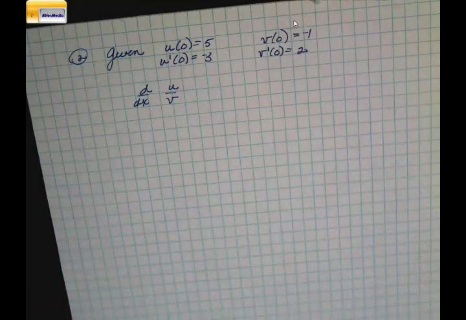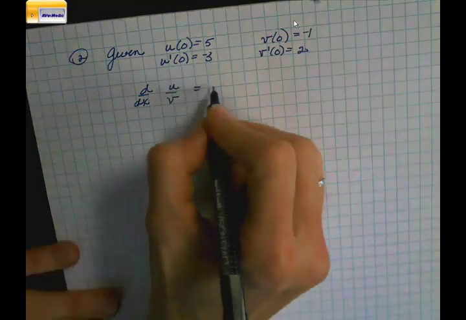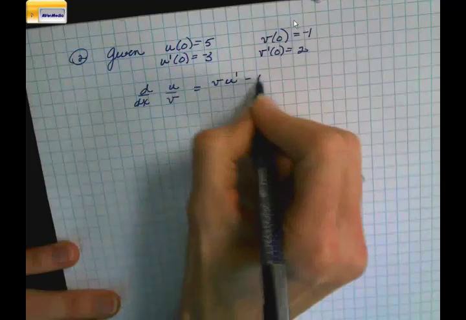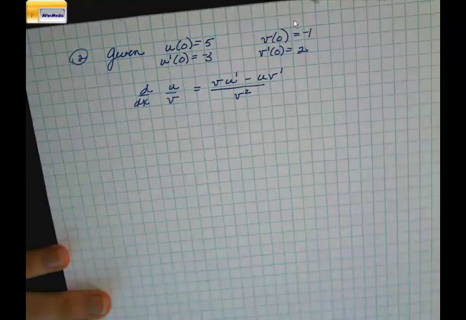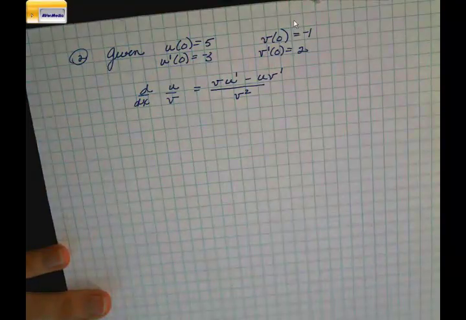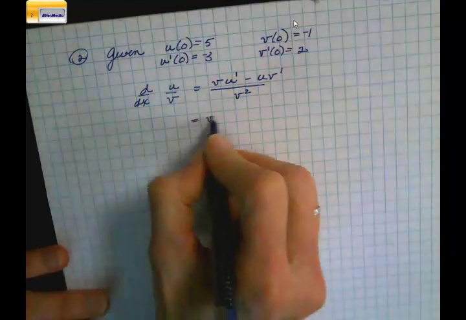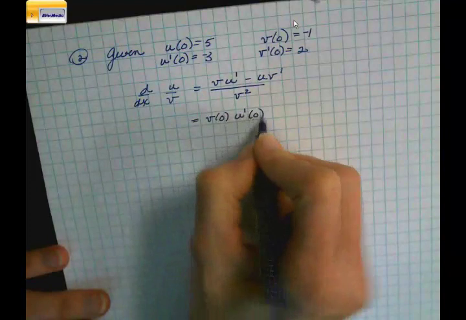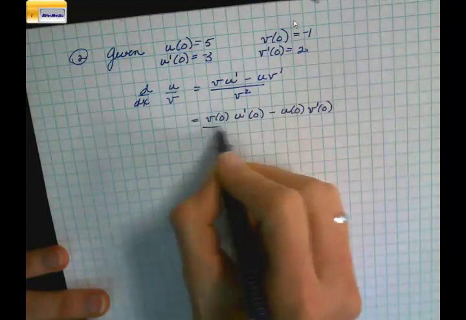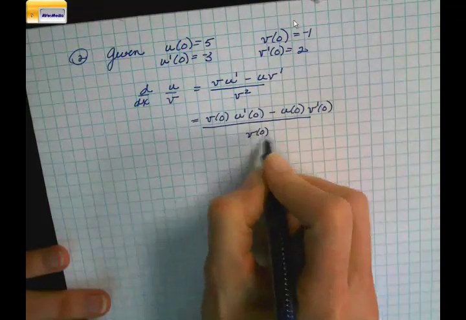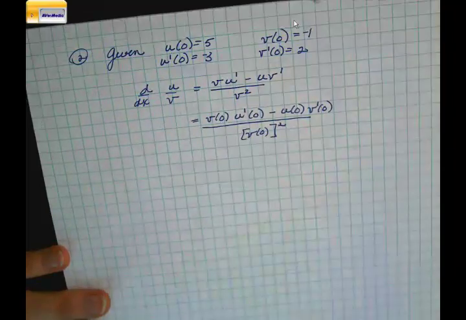Just going to show you this is not a difficult question at all. But I want to make certain you're comfortable doing this. This is going to be applying the quotient rule, which is the bottom times the derivative of the top, minus the top times the derivative of the bottom, over the bottom squared. So if you want to evaluate all this at 0, you would rewrite this v of 0 times u prime of 0 minus u of 0, v prime of 0 over v of 0 squared.